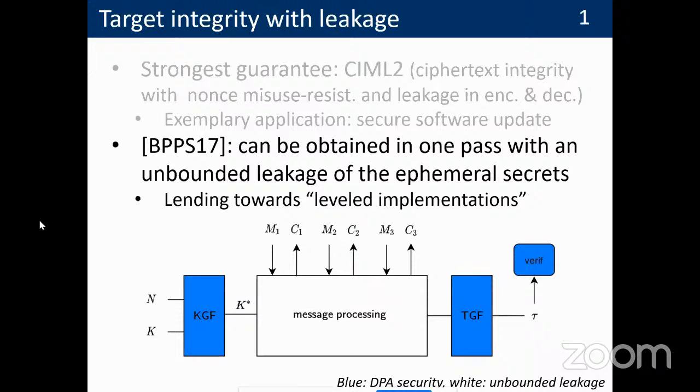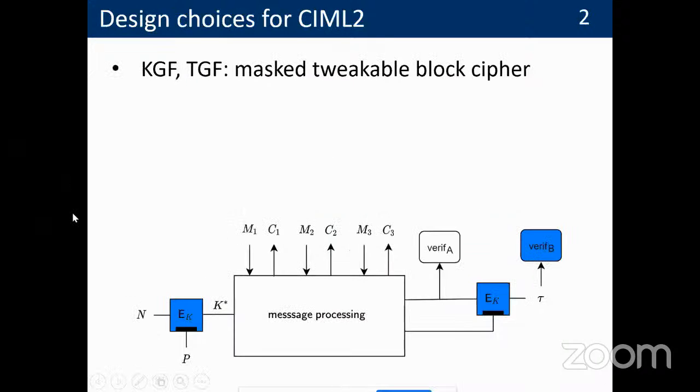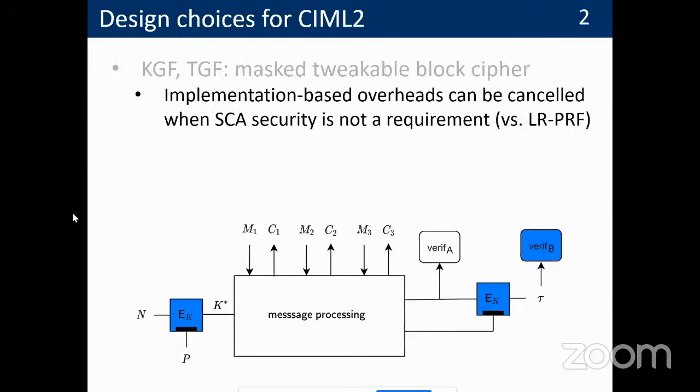So if you want to instantiate that, essentially what you need is to choose the key generation function and the tag generation function. There are many options for this in the literature, and for Spook, we went for a masked tweakable block cipher for 3 main reasons, I would say. Maybe the most important one is that we wanted all the overheads related to side channel security to be based on implementation. They are not based on the primitive, which means that if you don't need side channel security, you don't pay anything or you pay very little for it, which is in contrast with, for example, using a leakage resilient PRF, where the overheads would be at the level of the primitive.